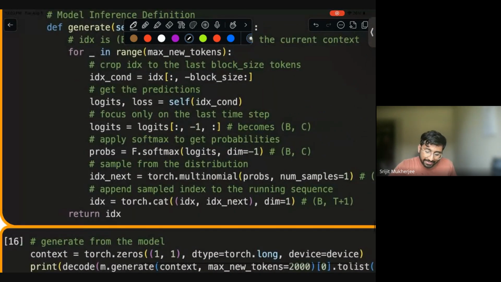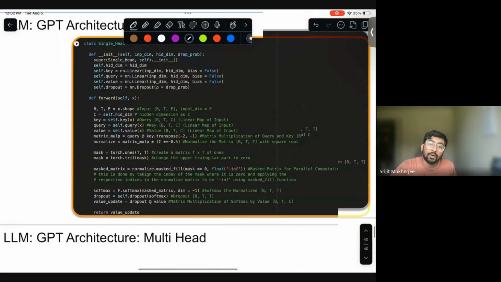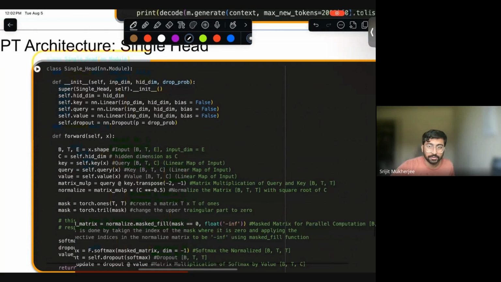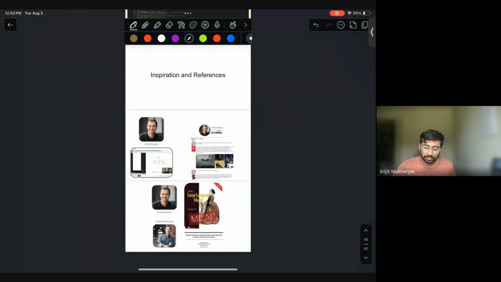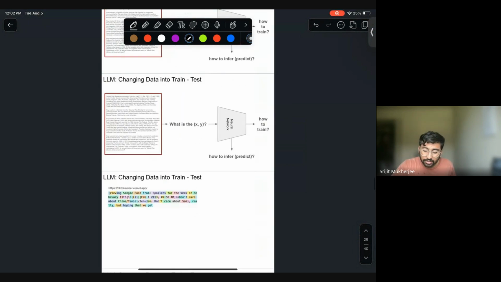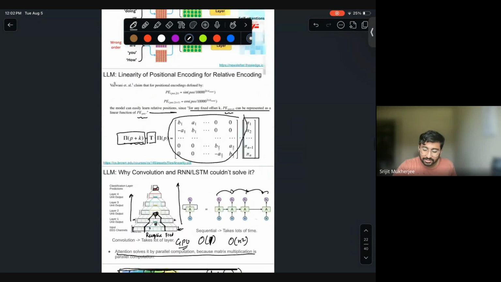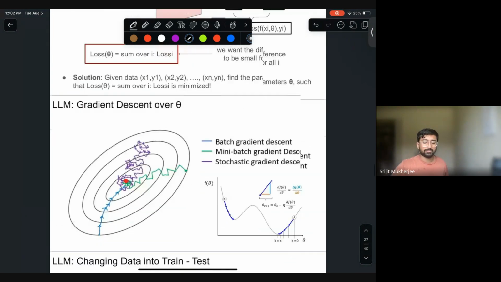And then I will discuss how we actually made this whole GPT architecture, each class and component-wise. That's what will happen on 23rd August. But still I will share this with you, and I will share the things I have discussed, and we will start discussing from day 2, that is the deep learning process, and onwards.